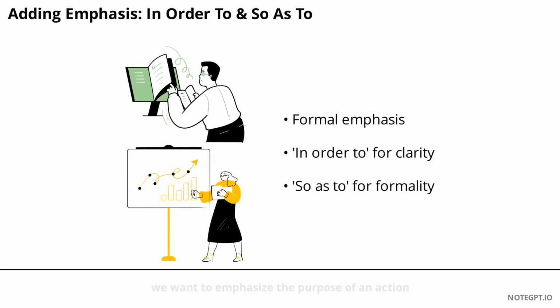Sometimes, we want to emphasize the purpose of an action, especially in more formal contexts. That's where phrases like "in order to" and "so as to" come in. For example, "We must leave now in order to catch our train," or "He's been studying all week so as to improve his grades." These phrases add a level of formality and clarity, making your purpose unmistakable. While "to" alone is fine for everyday use, "in order to" and "so as to" are perfect for essays, presentations, or when you want to sound more polished.